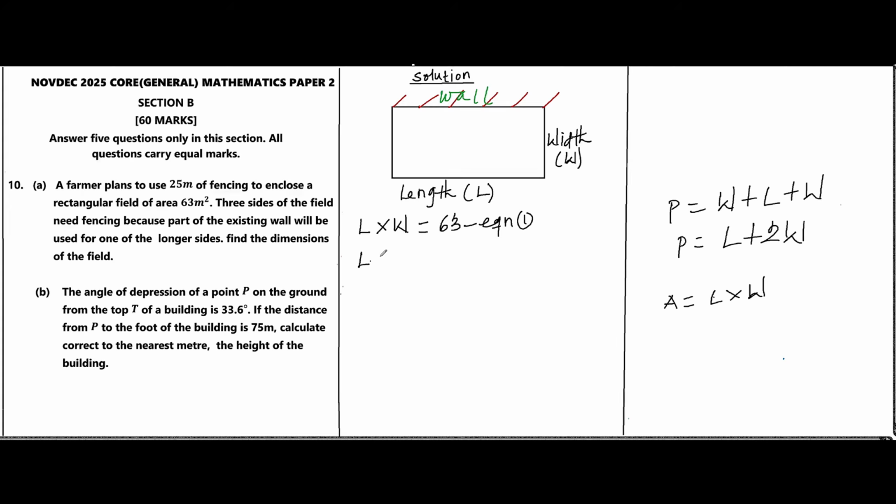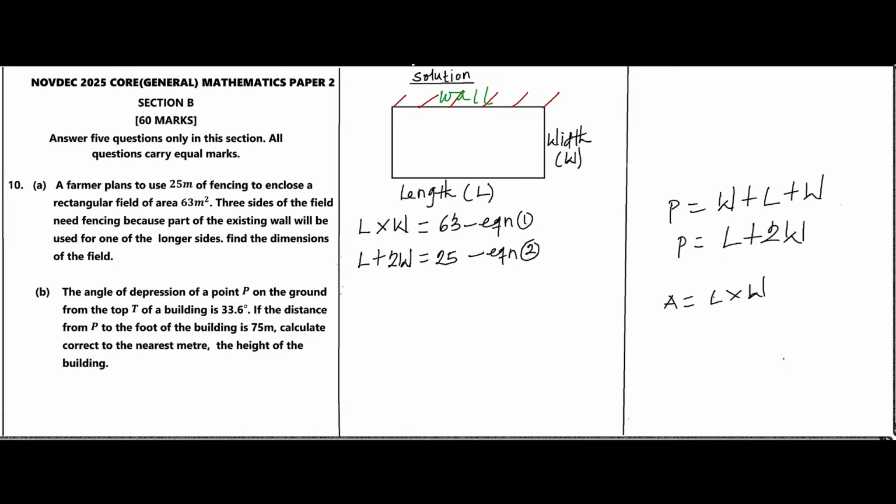So L plus 2W must be equal to the available fencing material, which is 25 meters. So this is our second equation. Now our goal here is to find the dimensions of the field, in other words, the length and the width. So we need to solve these equations simultaneously. To do that, I think we can use the substitution method.